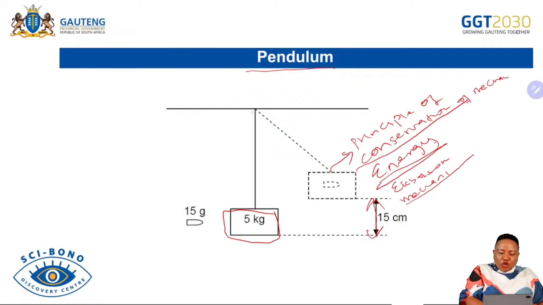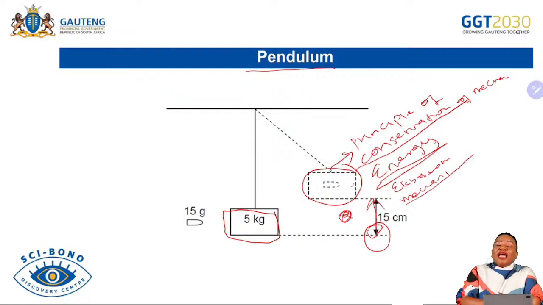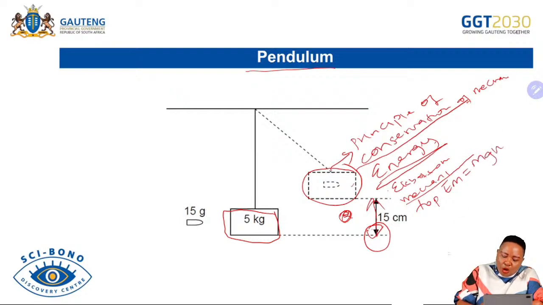So even if this object is here, the energy is the same. Even when the object is here, the energy is the same. Even if the object is somewhere in between, the mechanical energy of the object is the same. So we normally say at the top, the mechanical energy is equal to the gravitational potential energy. So at the top, EM, which is mechanical energy, is equal to mgh. And then at the bottom, we normally say EM is equal to half mv squared.